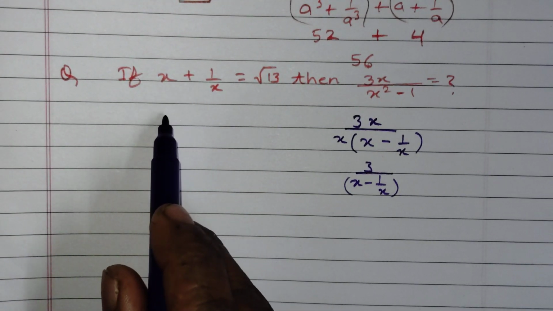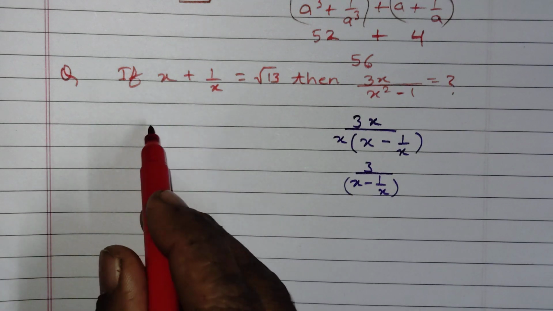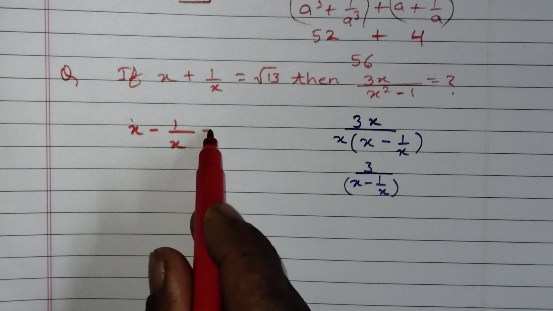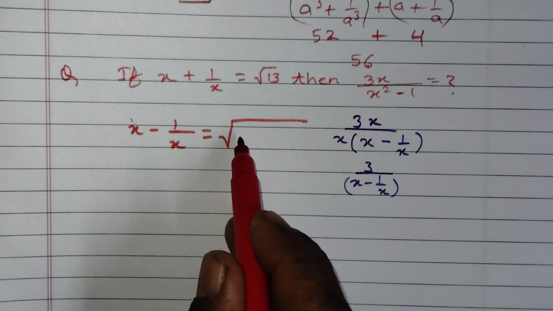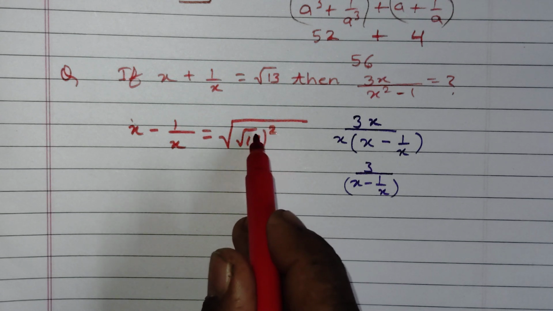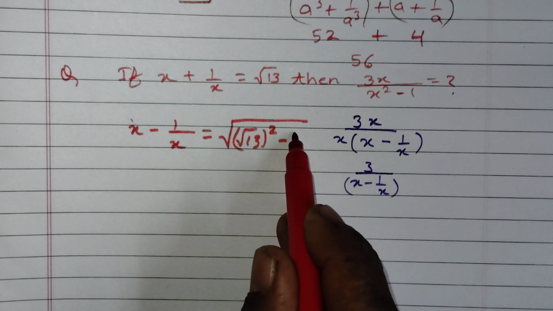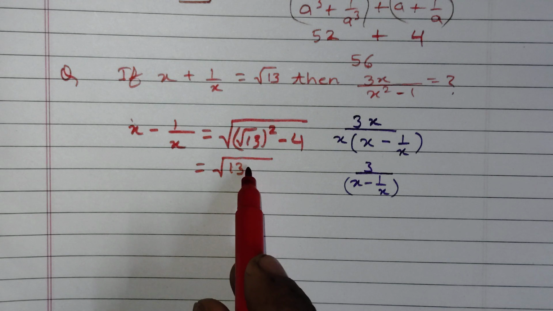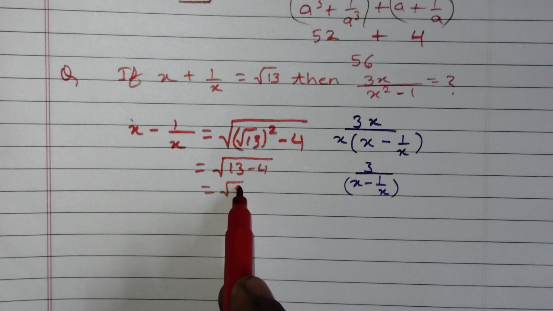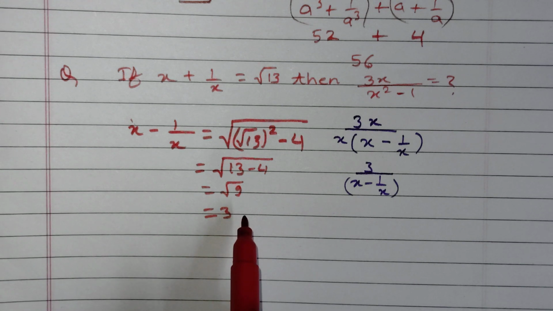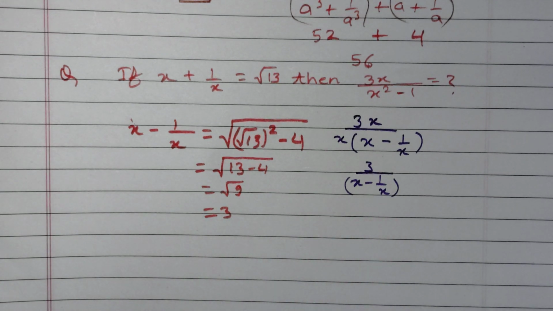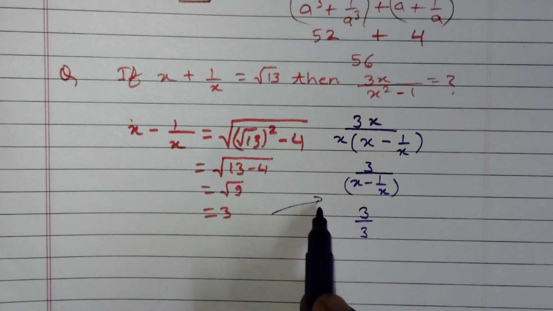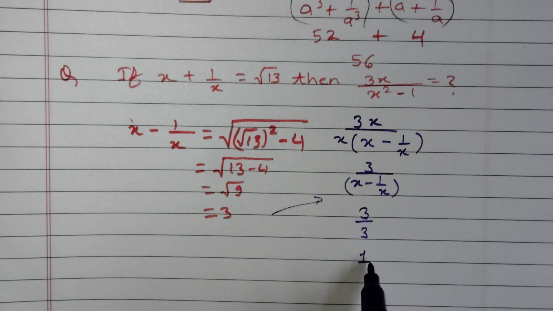And it is given x plus 1 upon x equal to square root 13. Now from this we use a trick to find x minus 1 upon x. Its trick is square root of the square of this term, square root 13 squared, then the opposite sign, minus 4. 13 minus 4 is 9. Square root of 9 is 3. So x minus 1 upon x is 3. We plug in the value of x minus 1 upon x, we get 3 upon 3. That means the answer is 1.